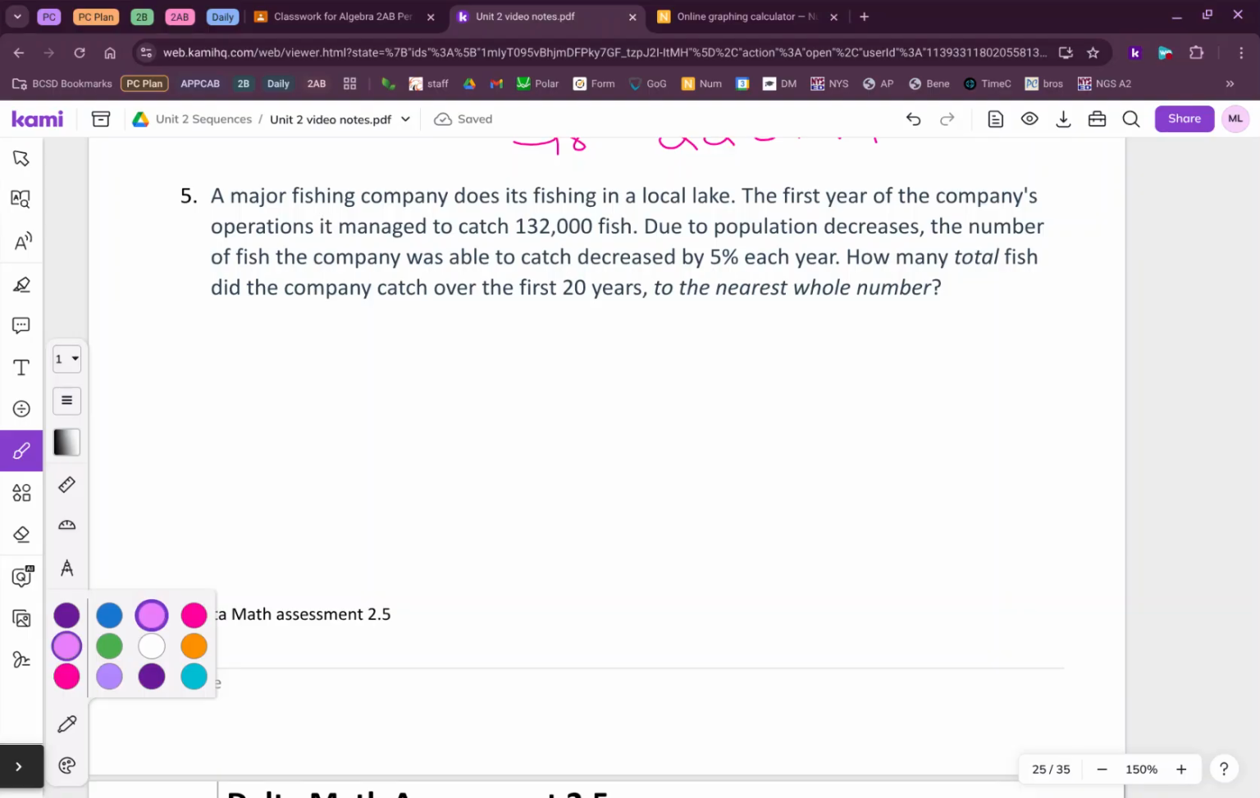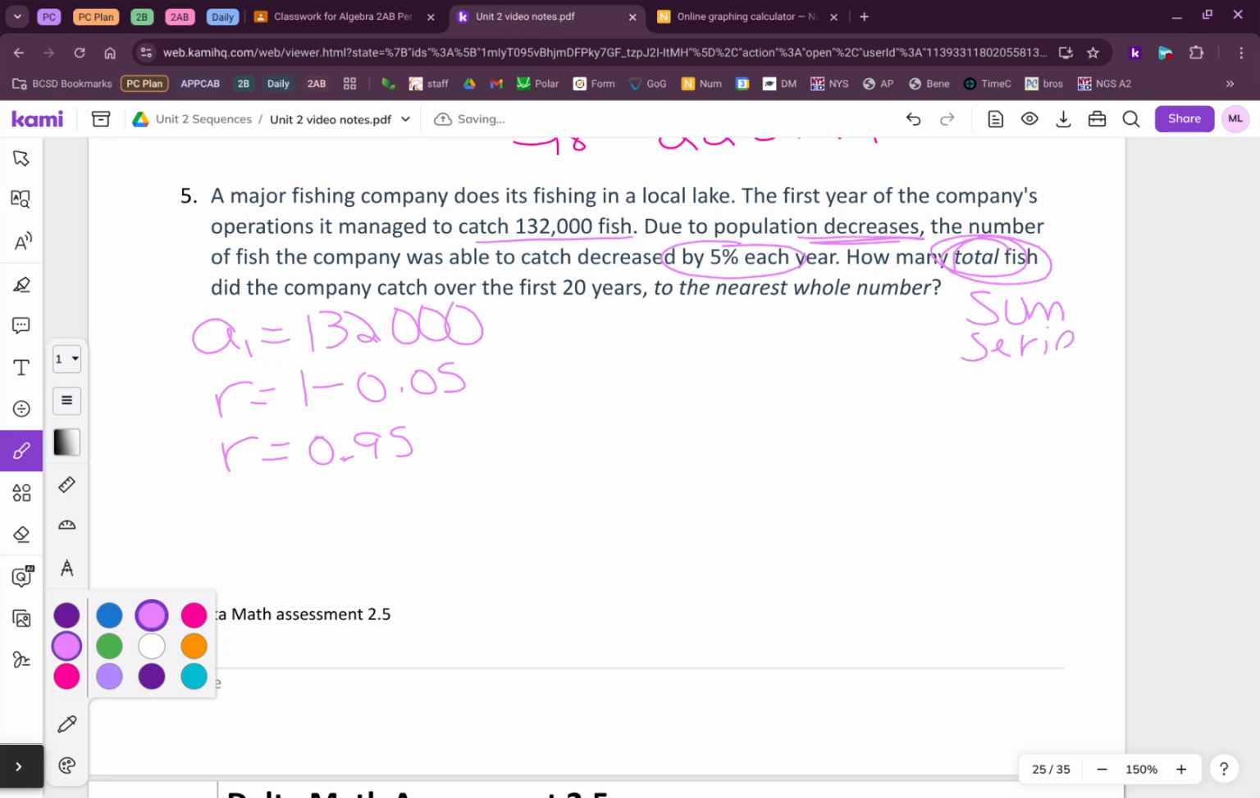All right, and then one last one here. A major fishing company does its fishing in a local lake. The first year of the company's operations, it catches, so that's going to be our first term, 132,000. Due to population decreases, the number of fish it was able to catch decreased by 5%. So now we're going to do 1 minus 0.05, so that would be 0.95. How many total? So total is the sum or series. Did the company catch in the first 20 years? That's our N.